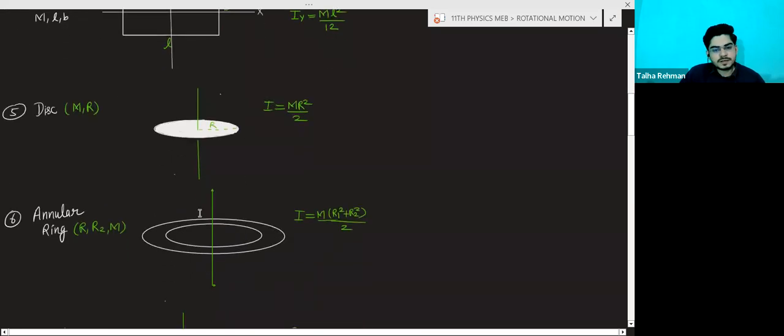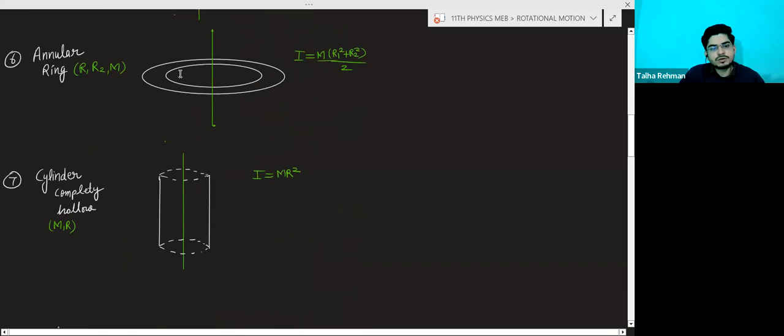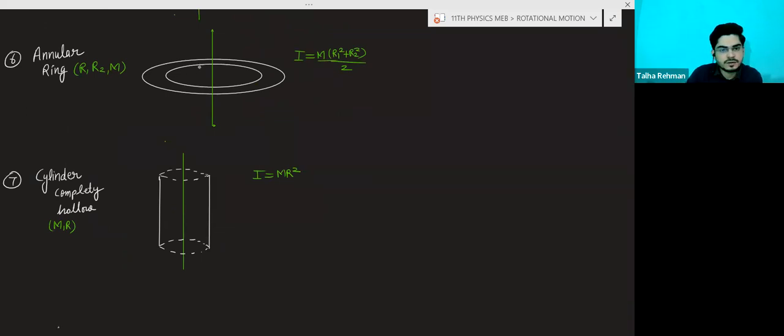And this is the annular ring. Annular ring means this ring has some thickness here, and there is also mass in this region. So this is known as the annular ring.